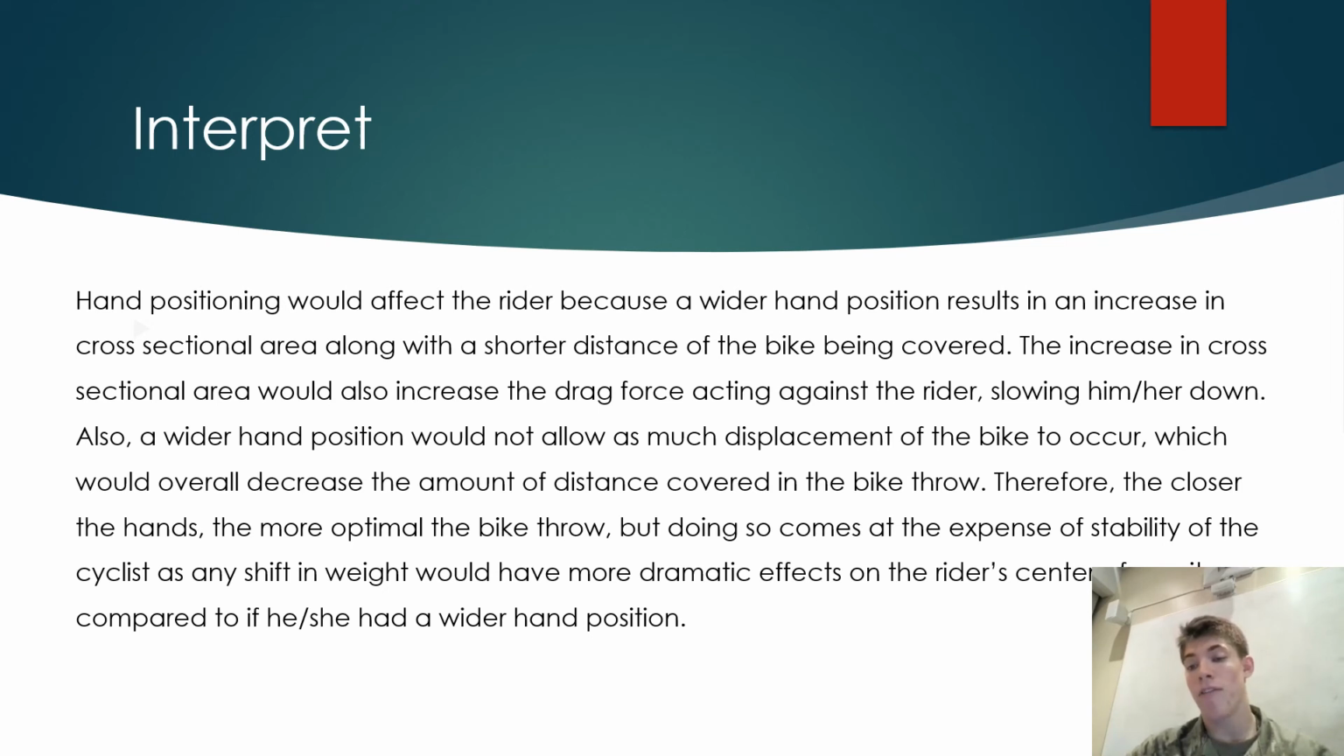For example, if your hand positioning is a little bit wider, while you may have a little bit more stability, you're actually decreasing the amount of distance covered by the bike throw because now your arms will not go as far, and also your cross-sectional area will increase, which will decrease your velocity due to the increase in drag force. So while you may have more stability with that wider grip, having your hands a little bit closer and taking that risk with stability is actually better because you can get more distance and more velocity.